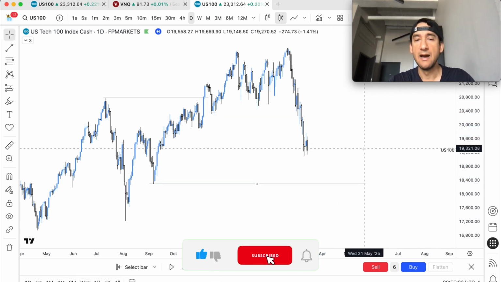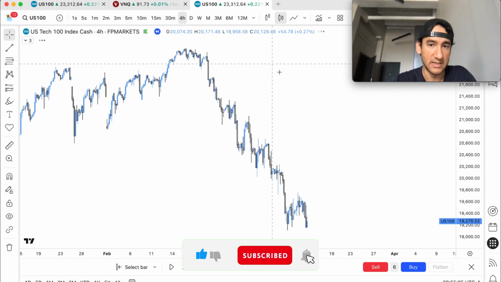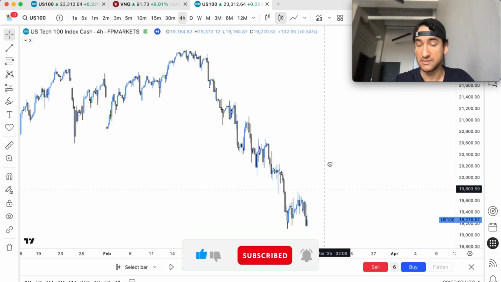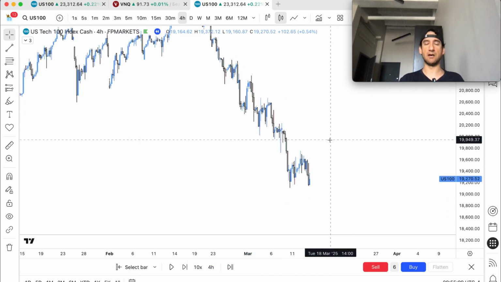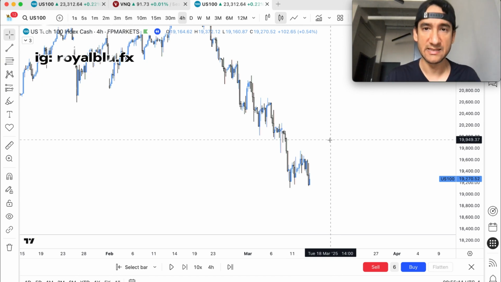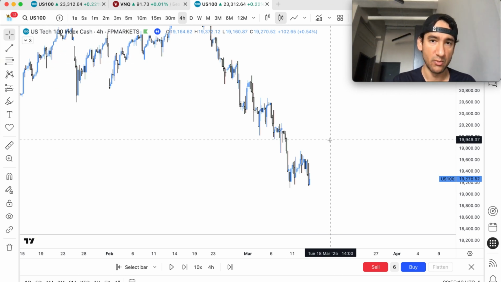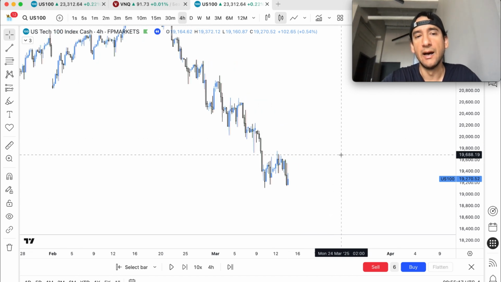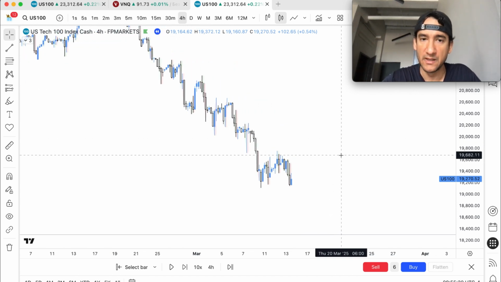But currently, I can also now go on the 4-hour, because there must be something in the 4-hour, as I explained. Since the daily doesn't have a lot of structure to play with, right, and it could take a while, we can go on the 4-hour and revisit the 4-hour to see if there's any liquidity being swept.